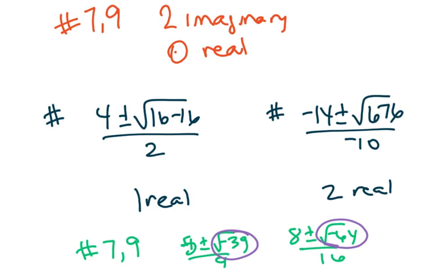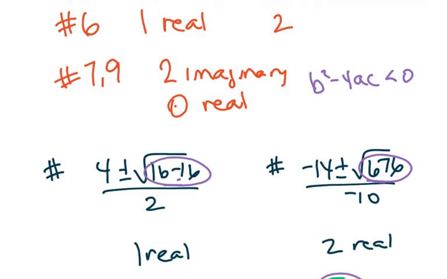So when you have 2 imaginary numbers or 0 real numbers, under your square root, your b squared minus 4ac is going to be smaller than 0. It's going to be a negative number. When you have something that is greater than or equal to 0, then you get real solutions. If it is equal to 0, then you get 1 real. So b squared minus 4ac would equal 0, whereas if you get 2 real, it's because b squared minus 4ac is greater than 0.